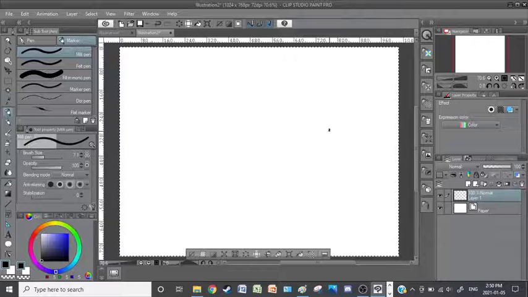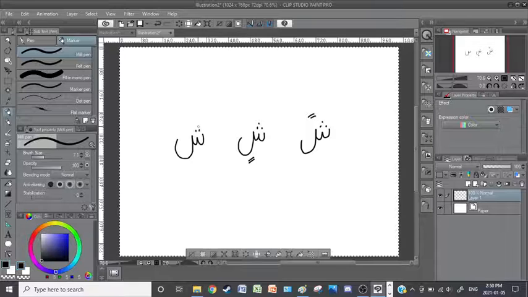Now, Sheen. This should be kasra. This should be dhamma. Sheen tanween fath is shan, but without the a, so I'll just write shan.